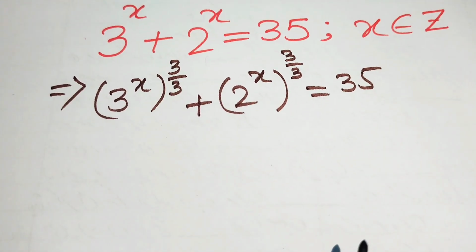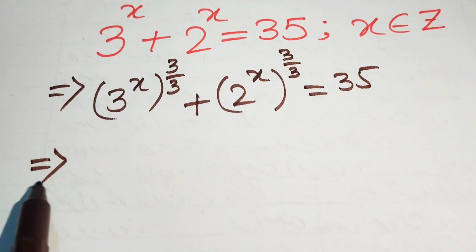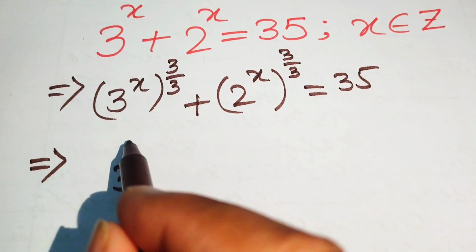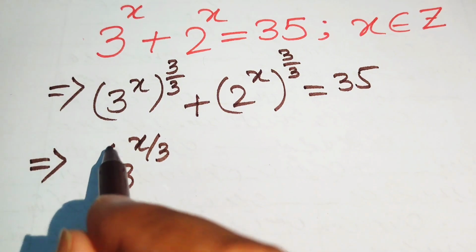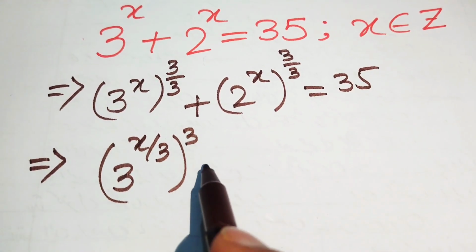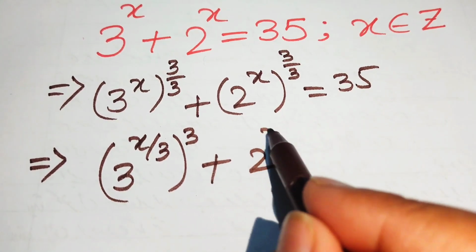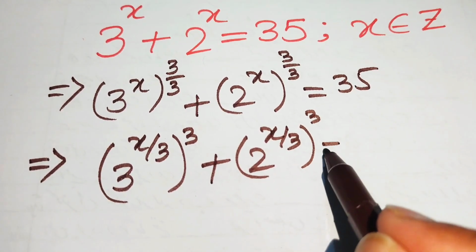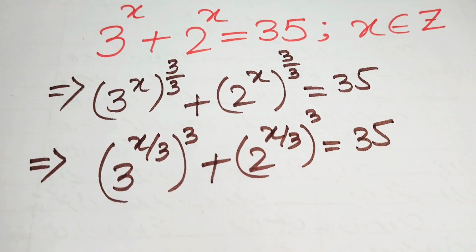And now in the next step, here we use the nice exponential law, and according to this exponential law, we write this term as 3 to the power of x over 3 and its whole cubed, plus here we write this term as 2 to the power of x over 3 and its whole cubed equals 35.